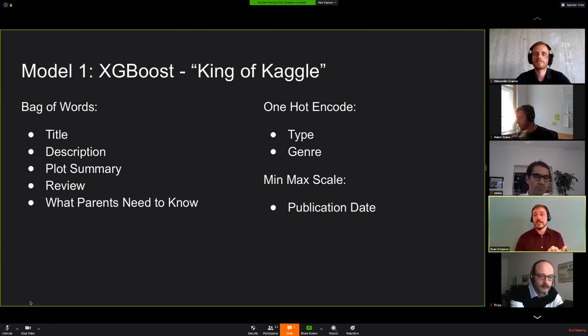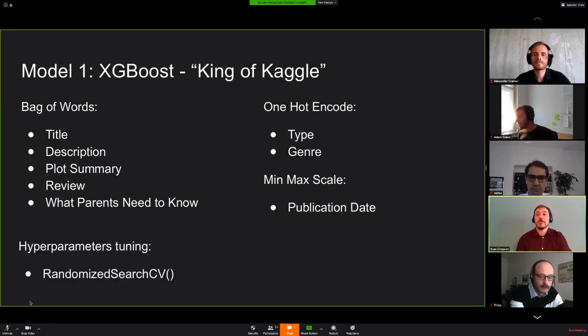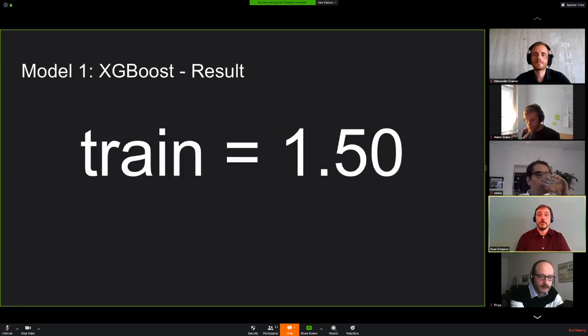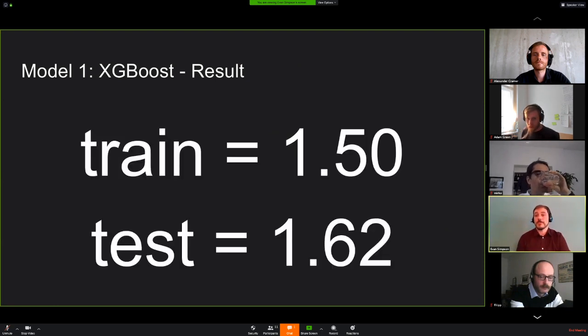So is it fantasy? Is it science fiction? Is it historical fiction? And then I min-max scaled the publication date. And of course, because there are so many hyperparameters to use with XGBoost, I used randomized search to try to find the best hyperparameters for this model. In the end, the train was 1.5 and the test was 1.62. Pretty good. So for example, if the target was 10, on average it would be about 1.6 off.